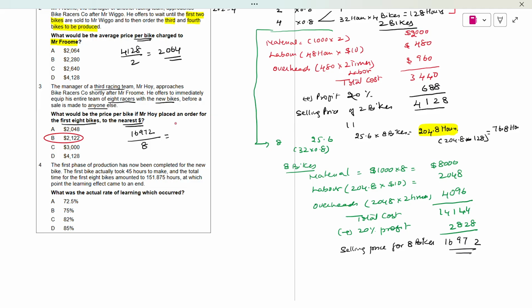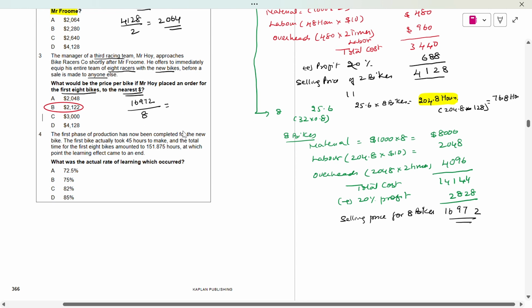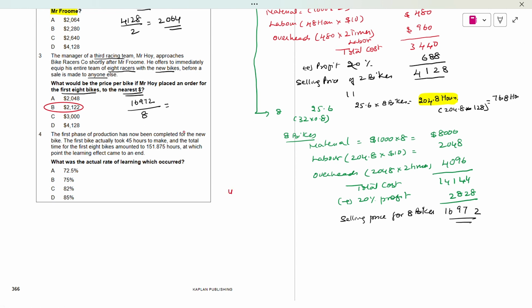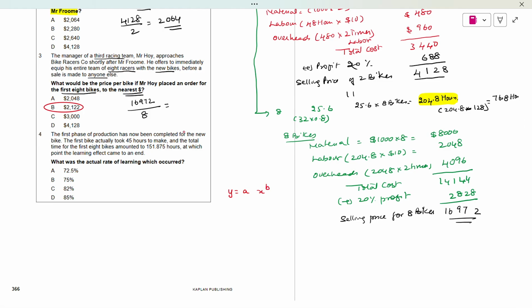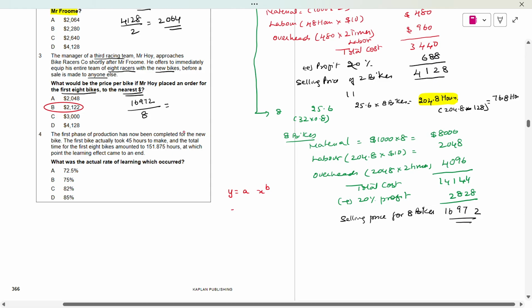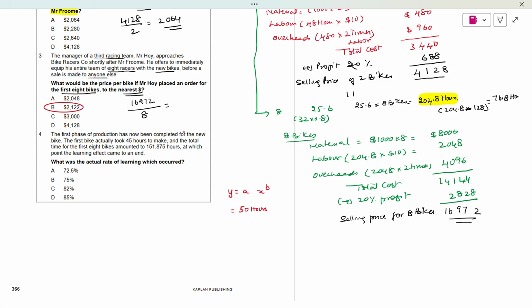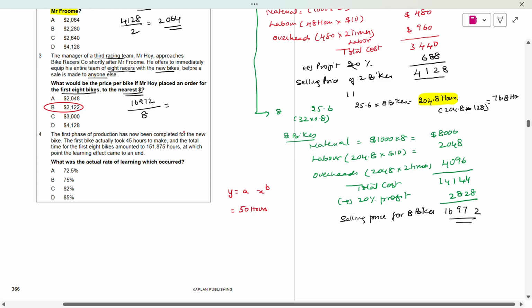Why don't we use the formula? Which one? Y equals a times x to the power of b. Yes. How much is the a? First is how many hours? 50 hours? No, let's take 204 for this question. 50 hours.